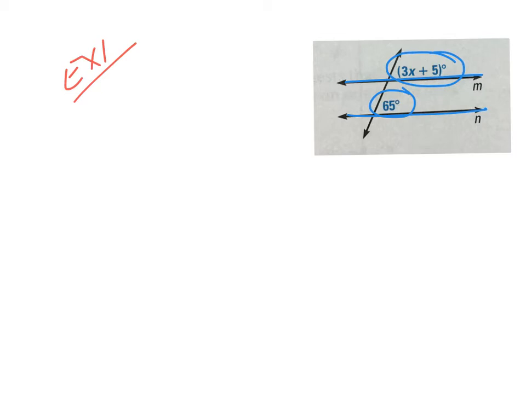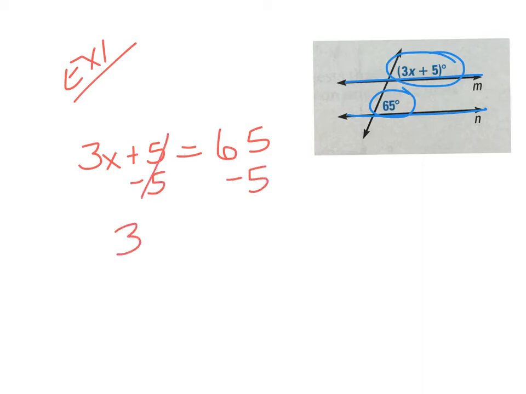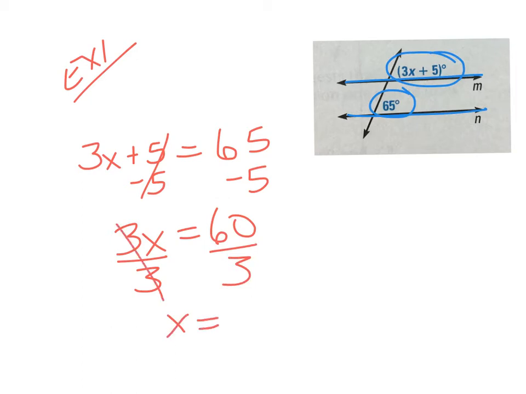So to solve for x, what would I do? Yep, just set them equal to each other. So 3x plus 5 equals 65. Now let's solve for x. So first step, I subtract 5. Then I divide by 3. So x equals what? 20. And I wanted you to solve for x. So, yay, done.